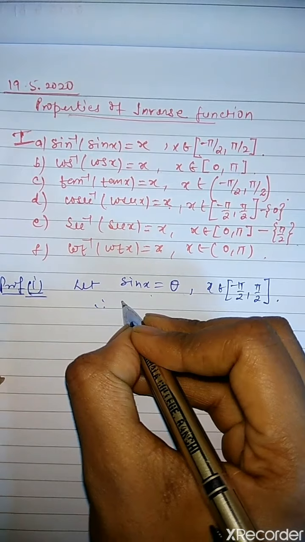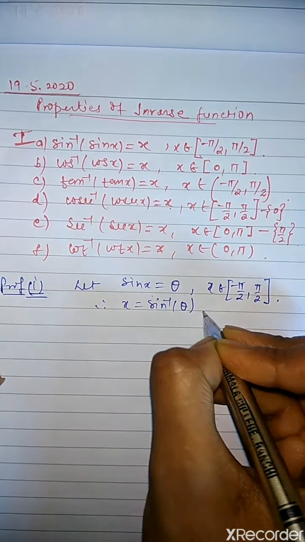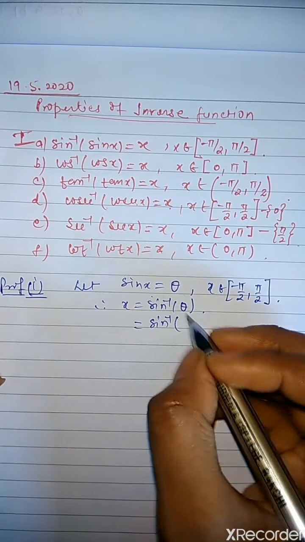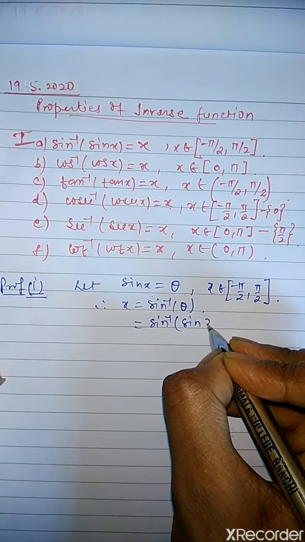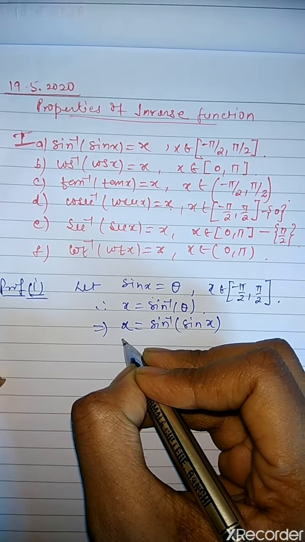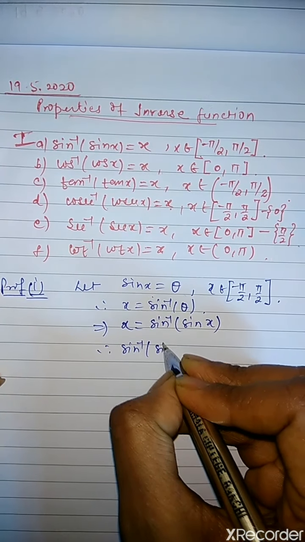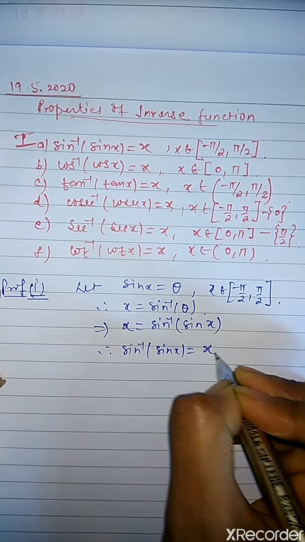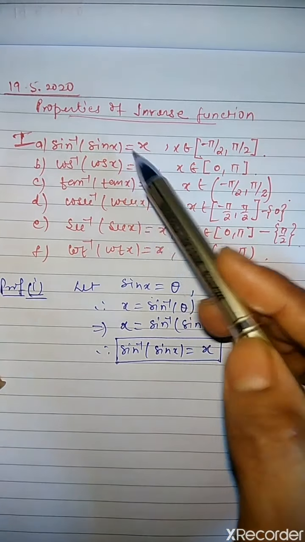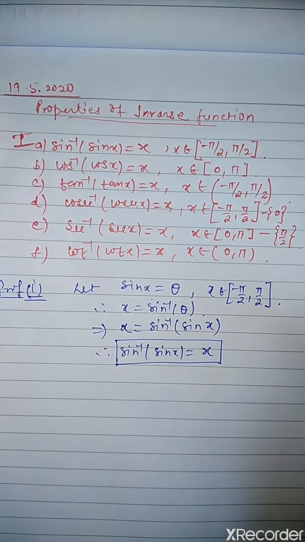Therefore x is sine inverse theta. And theta is again sine x, so we put sine x here, and the left hand side is x. So what we get here is, therefore, sine inverse of sine x equals x. Fine. Similarly, we can prove the rest, B, C, D, E and F. Those are left for you.